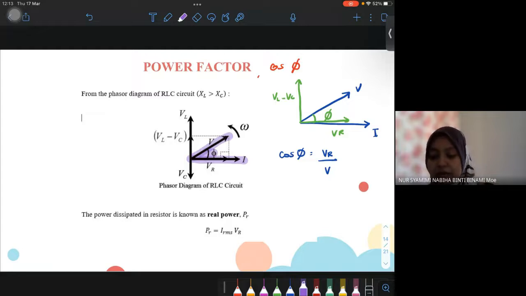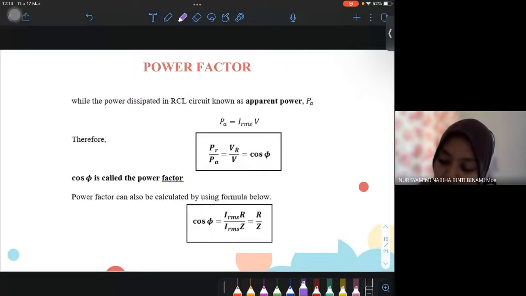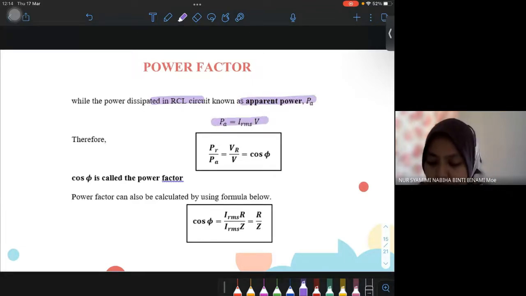And the power dissipated in the resistor we know as real power. The power lost in the resistor is real power, which is P_R equals I_RMS V_R. And the power dissipated in an RCL circuit is known as apparent power. So P apparent is I_RMS V. To find the power factor, it is real power divided by apparent power.